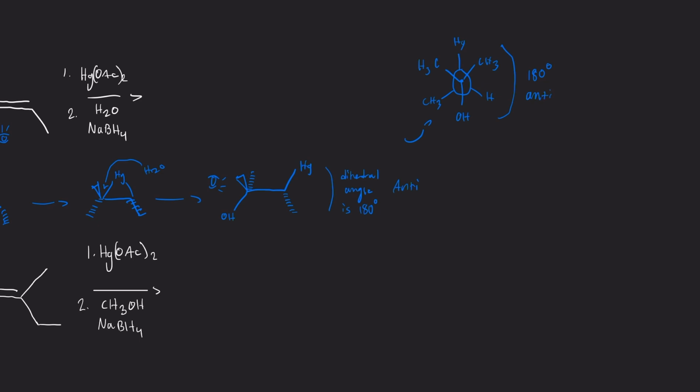anti-configuration. Now, remember, our second step is demercuration, so we're going to be using NaBH4, and that's just going to change the mercury into a hydrogen, and so our final product will end up looking something like this. So we have the hydrogen there, which was converted from the HG because of the NaBH4, and we have OH here still, and the same substituents. All right, so that's our final answer there.